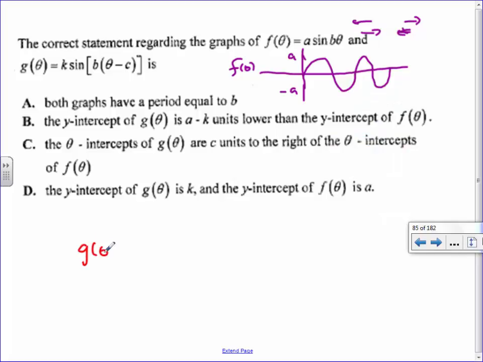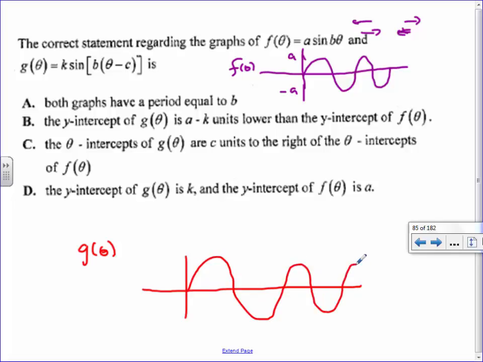Then we want g of theta. What would g of theta look like? Well, it has the same thing. It's got a sine graph again, only now it has a k value. How is that different from a? It's not really. It gets as high as k and as low as negative k. I don't know what that number is again, but I know that it makes it taller. What would this b value do to it?